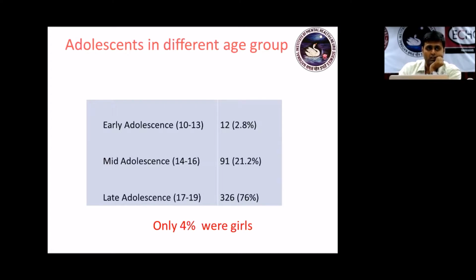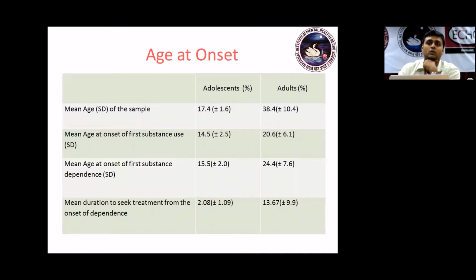And only as it remains with adults, only 4% were girls. The one thing which I want to show is that the mean age at onset of first substance use in adolescents who are presenting with substance use was 14.5, but in the adults it was 20.6. So there seems to be a change of substance use, and there is an early onset of substance use. It's anecdotal evidence as such.